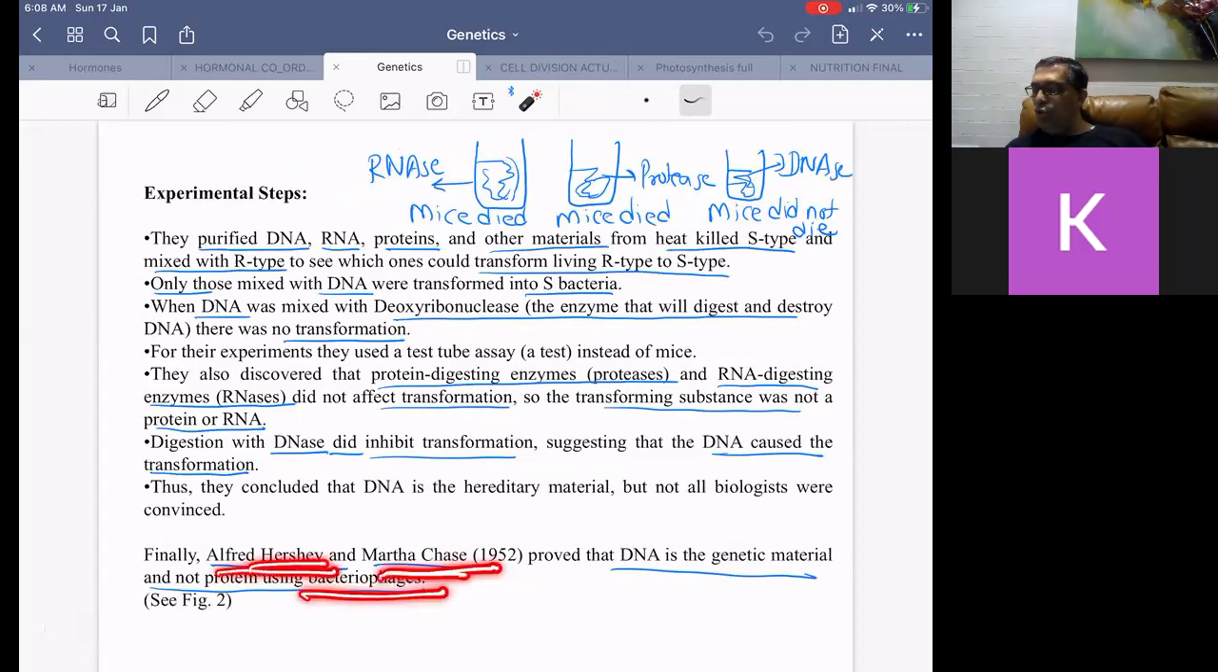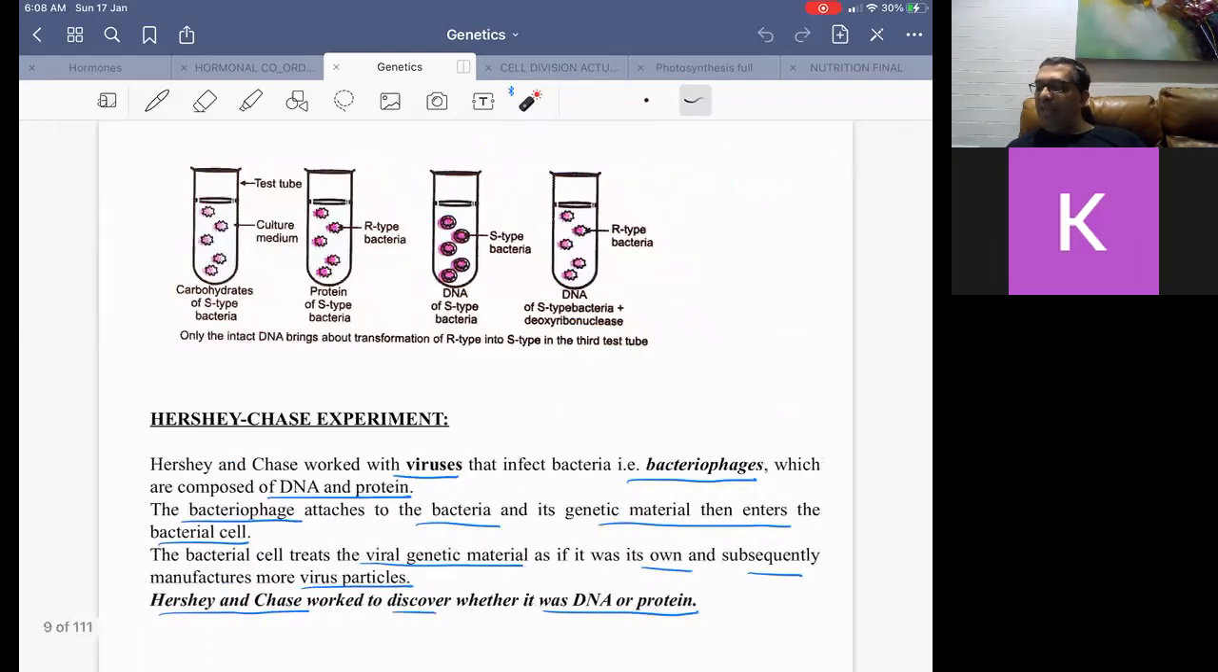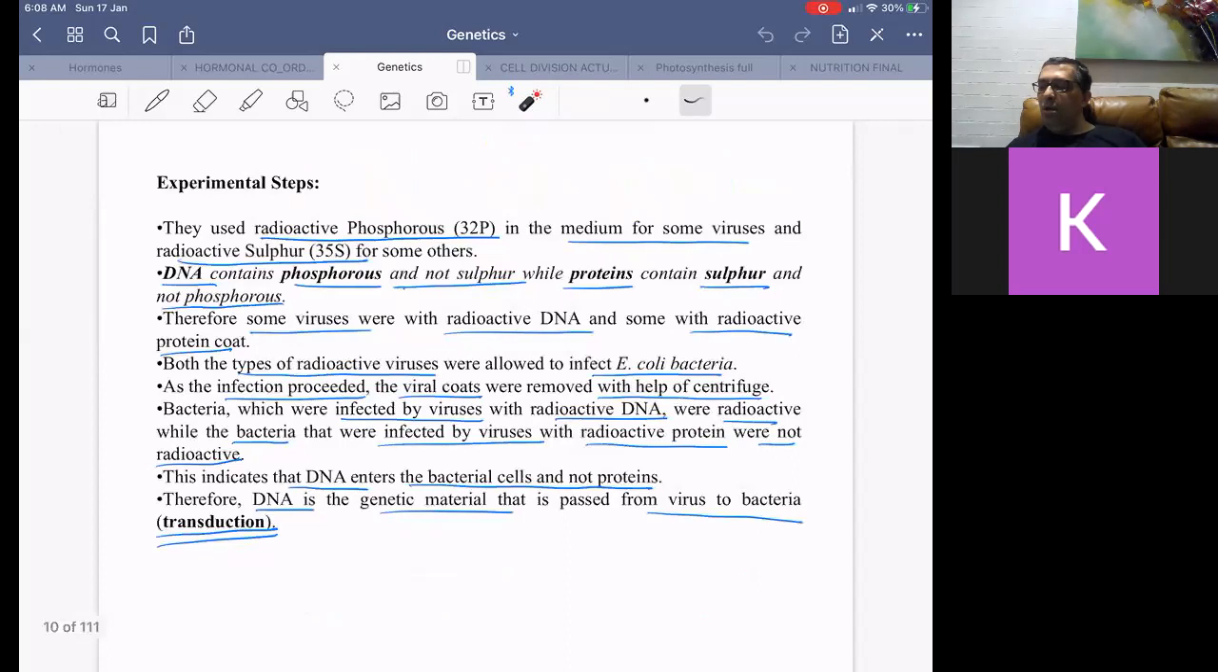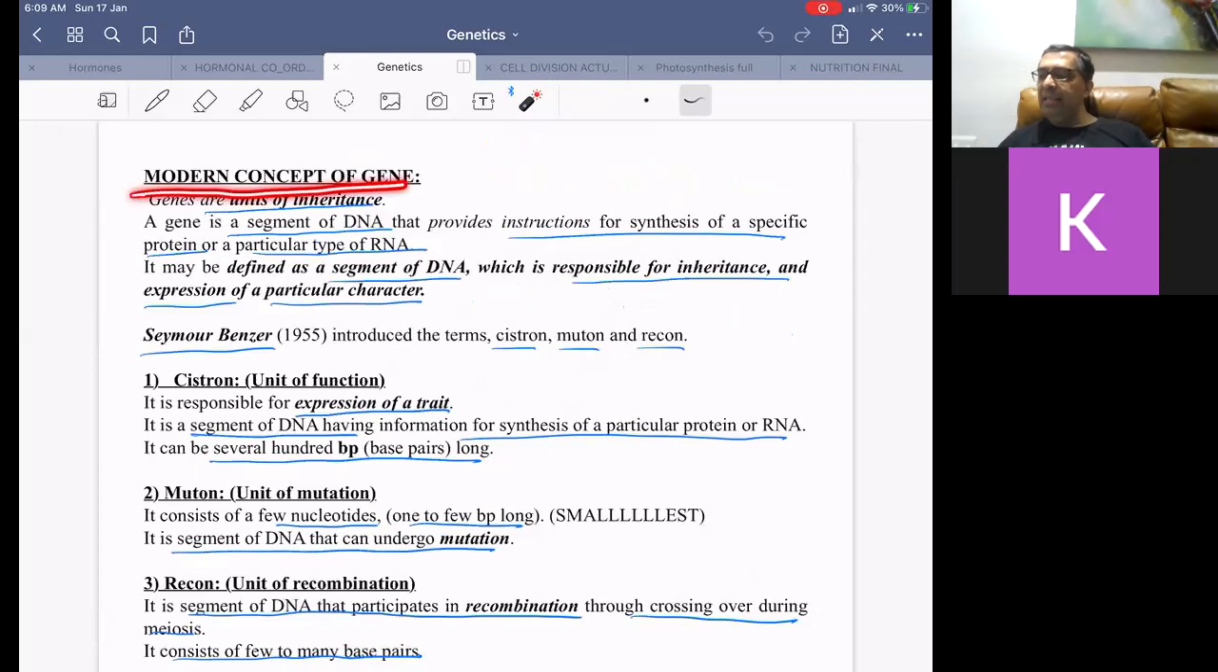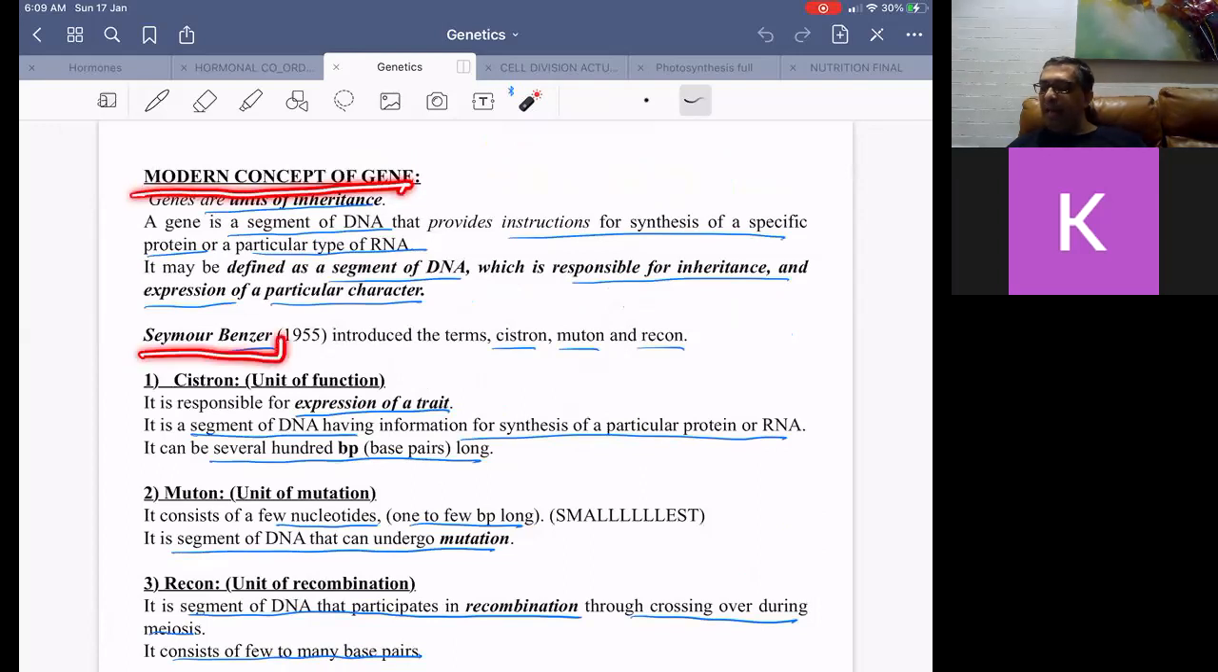Hershey and Chase used radioisotopes and bacteriophages to prove that not S35, in other words, not proteins, but P32, in other words, the DNA is the genetic material. Nice experiments, and we end it with the modern concept of genes. So, this was given by Seymour Benzer. Genes are units of inheritance.